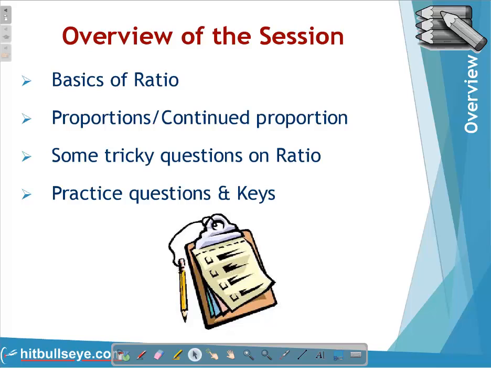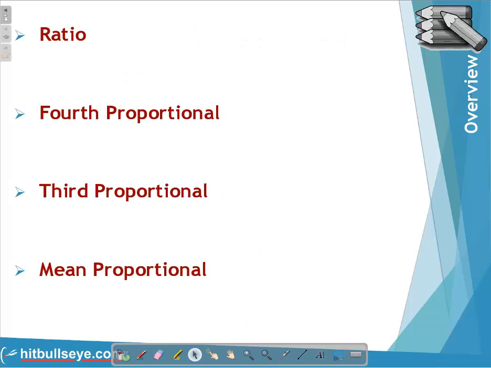So we are going to have some basics of ratios, some proportions and continued proportion questions, some tricky questions on the ratios, as well as I'm going to give you some practice questions for your practice.